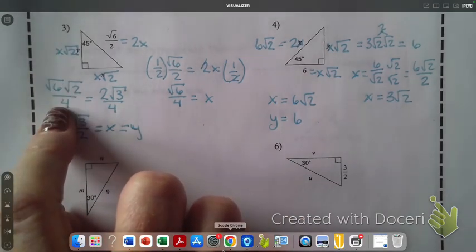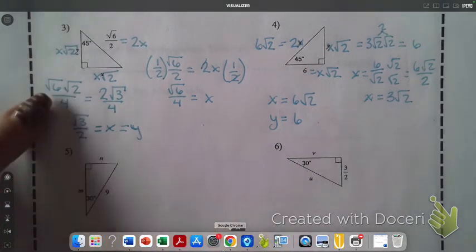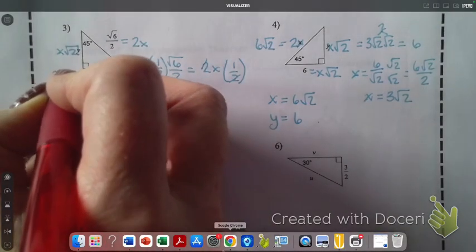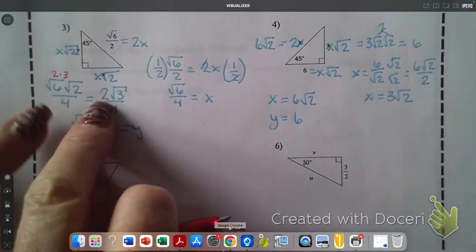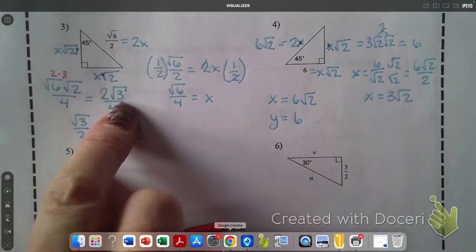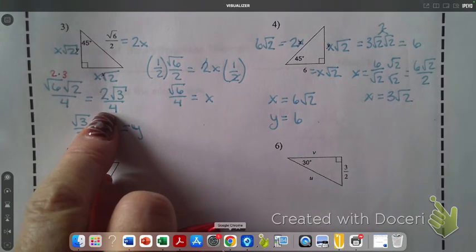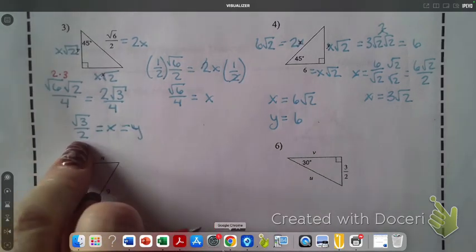It was, yeah, and then it was just the breaking it down. Right. And 6 is what times what? 2 times 3. So if I have a 2 and a 2, I can bring out a 2 and square root of 3 over 4. And then can my 2 and my 4 reduce? Yes. So square root of 3 over 2.